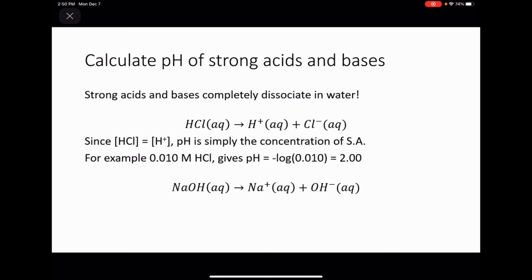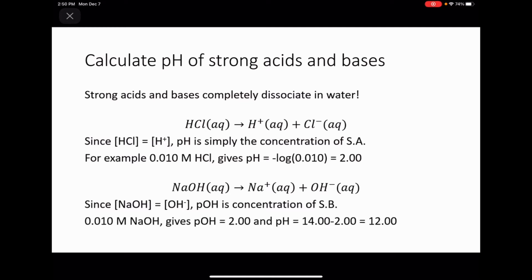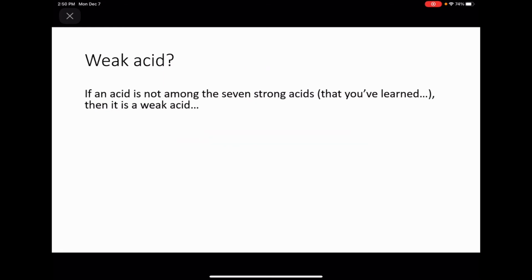Same thing for a strong base. Remember, it also completely dissociates. We write the arrow. We get 1 OH minus for every sodium hydroxide we put in solution. So our pOH is the concentration of the strong base. Let's do the same concentration. Let's make it 0.01 molar sodium hydroxide. That gives us a pOH of 2, just like we had a pH of 2 above. And the pH is just 14 minus 2, which is 12. Okay, so we have a very basic solution for the strong base. And for the strong acid, we have a very acidic solution.